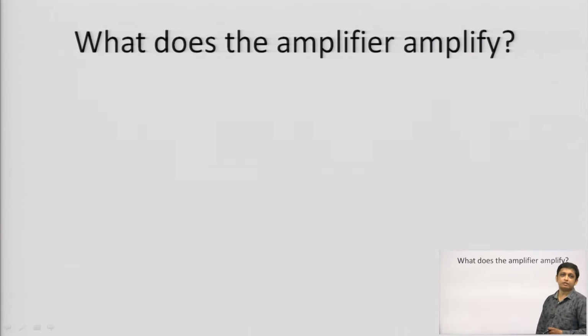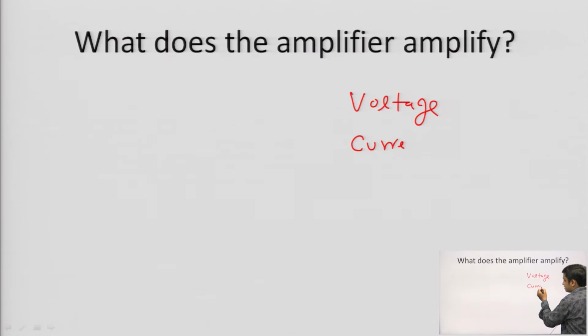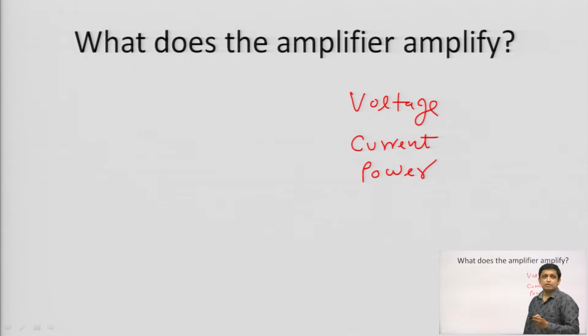Now, the next question arises, as I said that an amplifier converts a weak signal into a strong signal. So, which parameter is actually amplified, when we say that the amplifier is amplifying the signal? So, there are three parameters, one is voltage, another one is current, and the third one is power, fine. So, which parameter does the amplifier actually amplify, whether it is voltage, current or power? We can understand it with the help of a transformer. We all are familiar with the transformer, like a step up transformer.